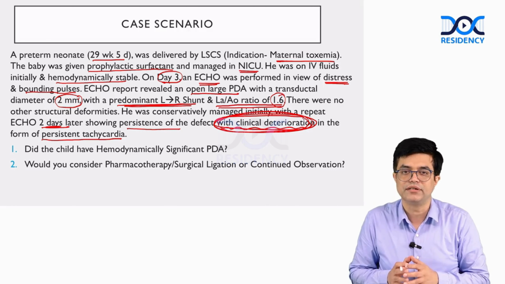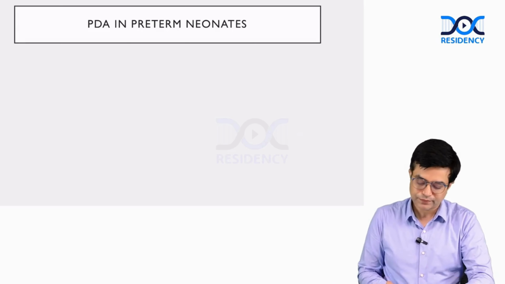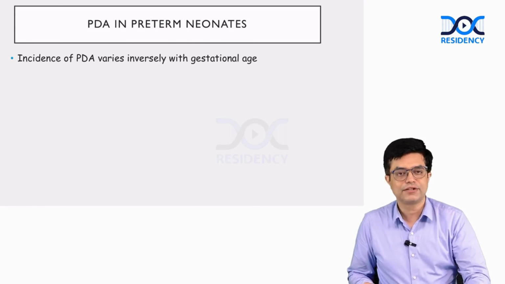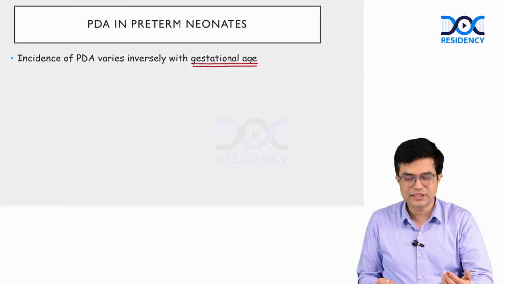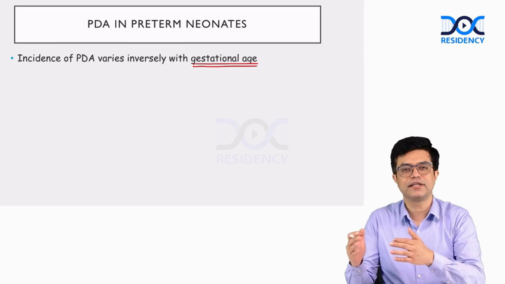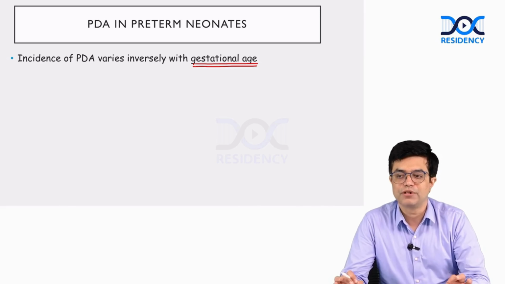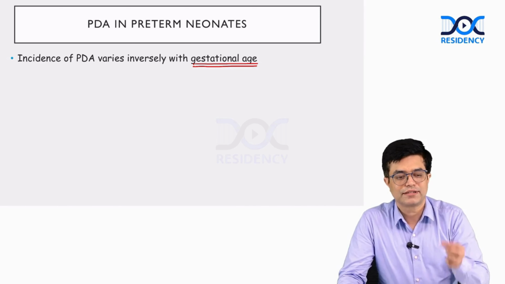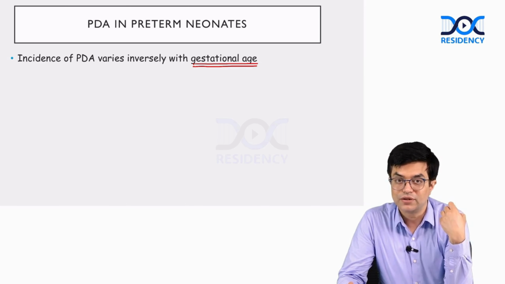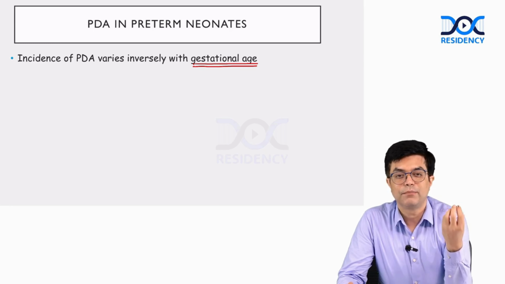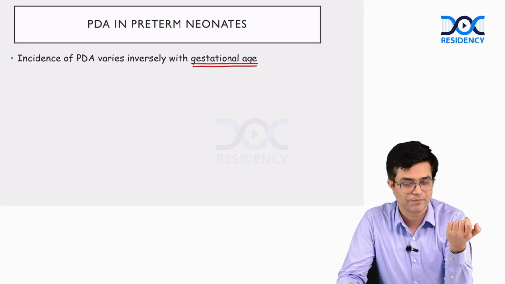Let us delve into the topic discussion. Let us try to understand PDA in preterm newborns. First of all, what is the incidence of PDA? Incidence varies according to the gestational age. The lower the gestational age, the more preterm the child is, the higher is the risk of PDA. In fact, there is a condition known as term PDA, but we now know that the majority of preterm children will have some degree of delayed closure of the ductus arteriosus. It is not always required to be treated, but remember that PDA is predominantly a disease of preterm children.